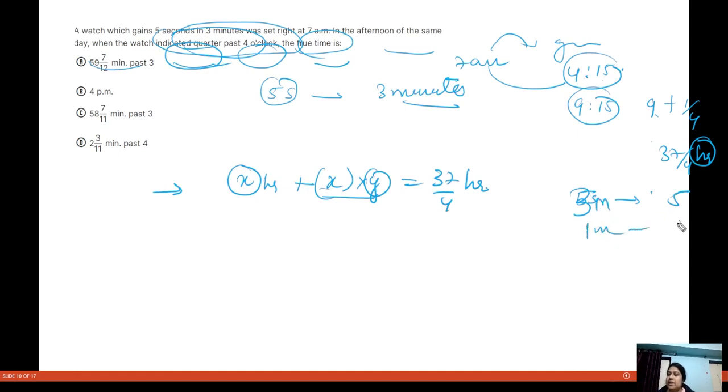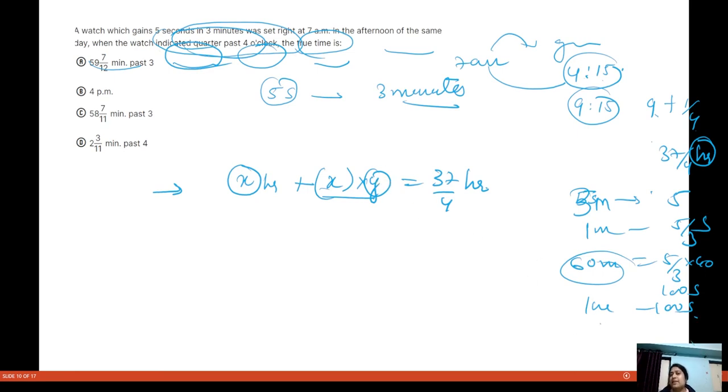Okay. So every 1 minute, 5 by 3 seconds are gained. So every 60 minutes, 5 by 3 into 60, that is 100 seconds are gained. But 60 minutes is 1 hour. So every 1 hour 100 seconds is gained.